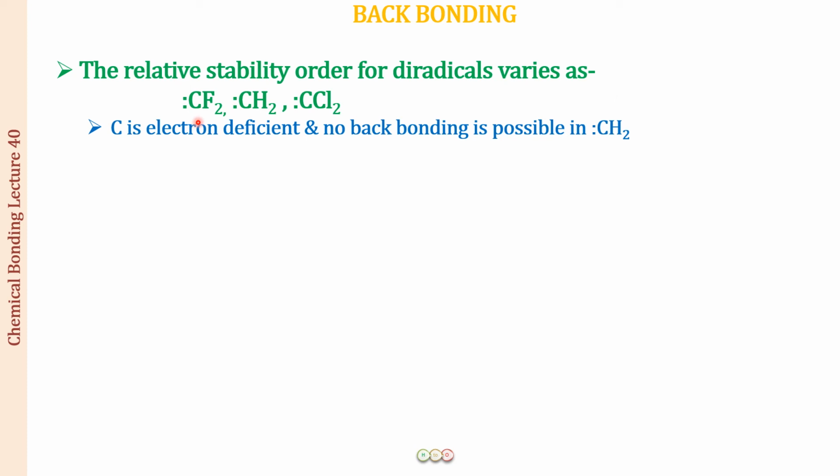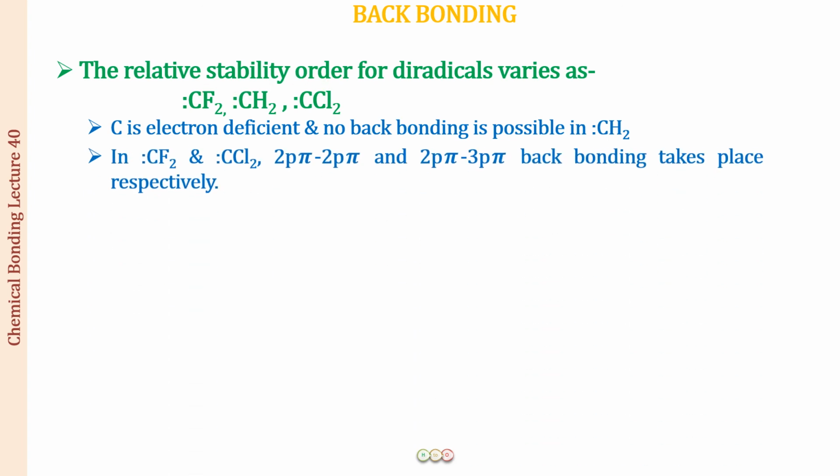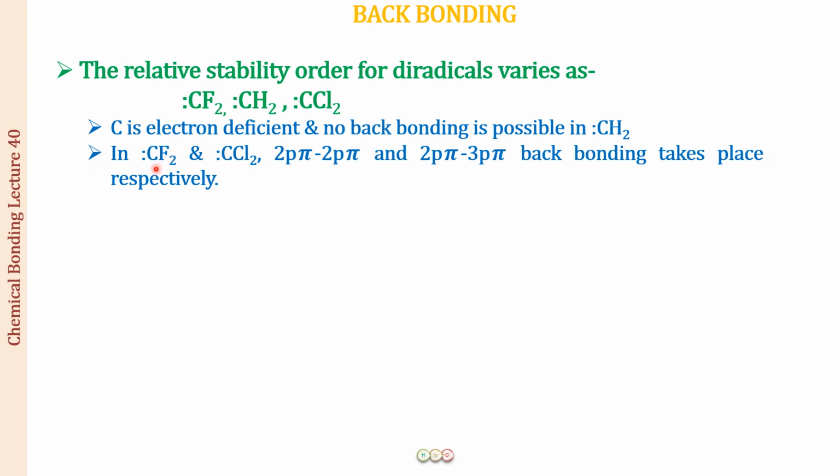And next, if you look at CF2 and CCl2, both fluorine and chlorine have lone pairs of electrons which they can donate to carbon. Carbon is making two bonds, so it is going to have empty orbitals, and fluorine and chlorine can donate their lone pair of electrons into that. So we will have in CF2 a 2p pi-2p pi back bonding, and in CCl2 a 2p pi-3p pi back bonding, and this is going to increase the stability of these radicals.